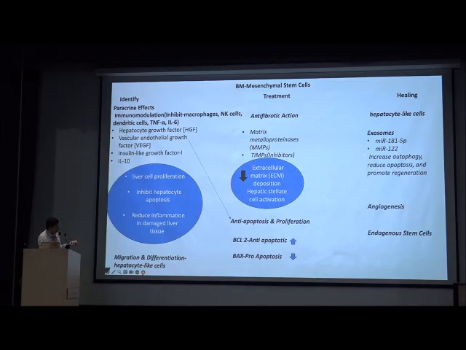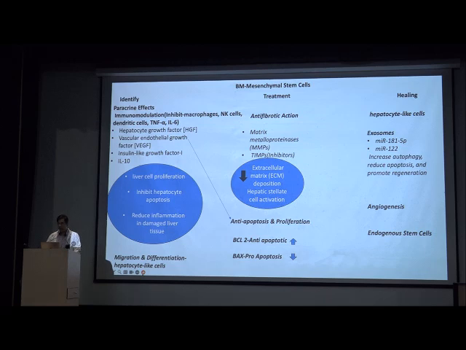The exosomes in turn activate the MIR-181 as well as the MIR-122. All of that would increase the autophagy, again reduce the apoptosis and promote regeneration. And then there is angiogenesis, which can be done with the help of the endogenous stem cells. So these are some of the basic actions, and this is where some of the targets that we will place.